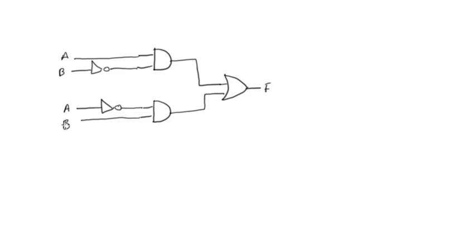Now of course there really is only one input A and one input B. So the B input will go here and here. The A input will go here and here. What is the logic equation of this circuit?